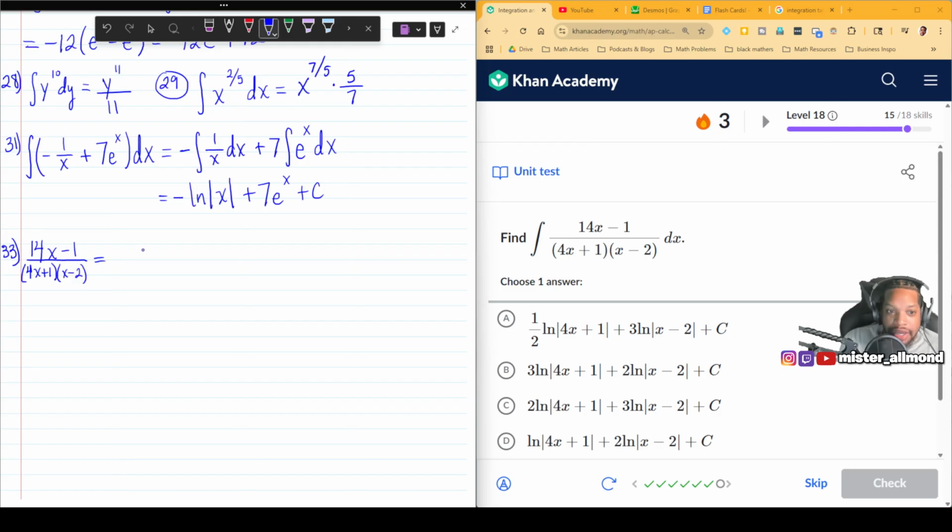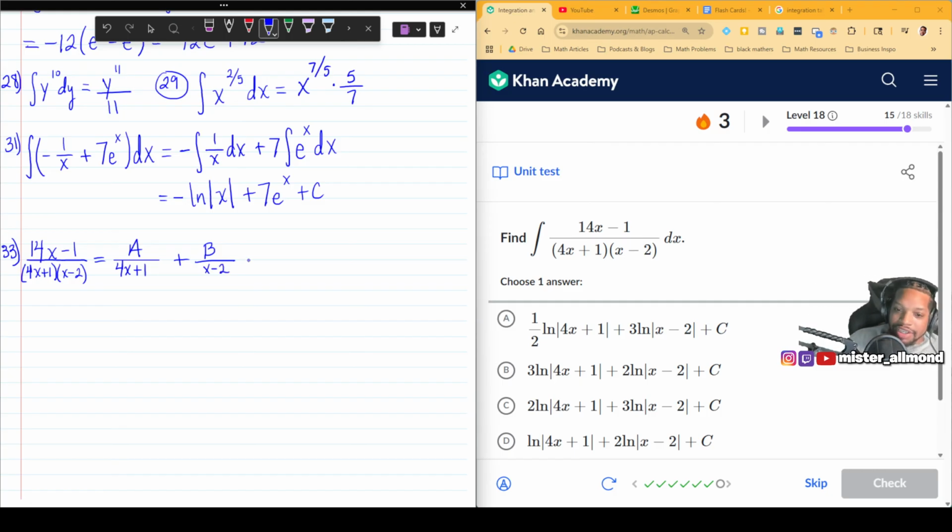So my original expression is 14x minus 1 over 4x plus 1 times x minus 2. And I'm going to set that equal to partial fractions. The 2 numerators I don't know, so I'm going to let them be a and b. The two denominators are going to be my two factors on bottom: 4x plus 1 and then x minus 2.